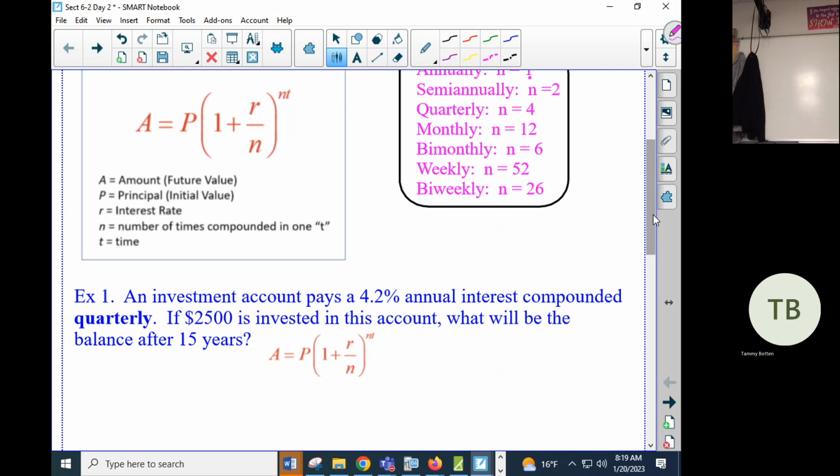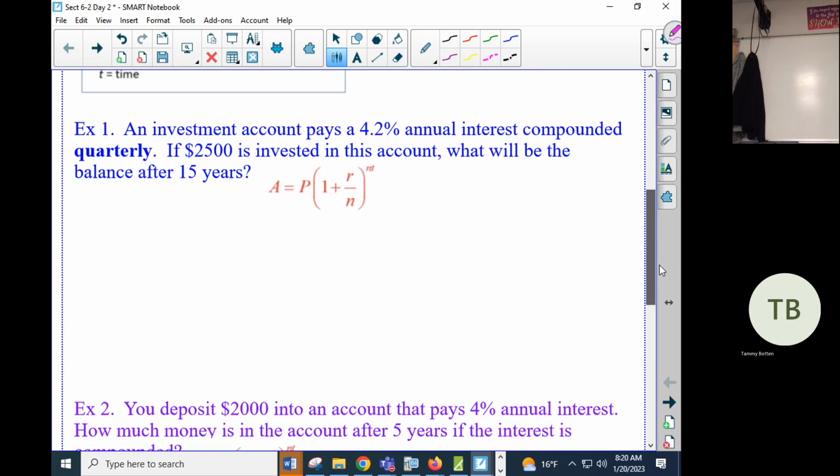But this is our formula. A is what you would have at the end of your savings or your CD being compounded interest. P is what you put in at the beginning. R is your rate as a decimal. N again comes from this, and I did put this on your cheat sheet. And then this N and that N are the same, and T is typically how many years you have that money in that CD for whatever it is that you have.